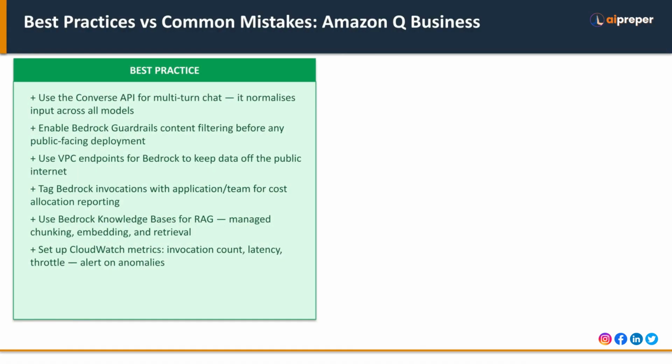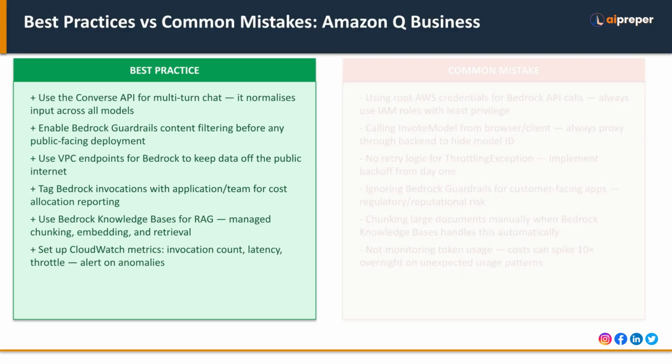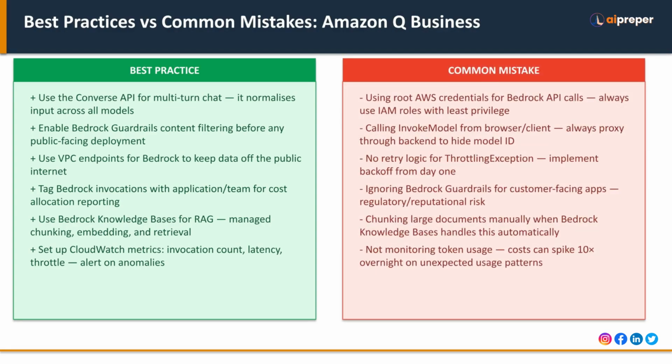Best practices include using the Converse API, enabling Bedrock Guardrails, and using VPC endpoints. Common mistakes include using root credentials, calling invoke model directly from the client, and ignoring retry logic or Bedrock Guardrails.